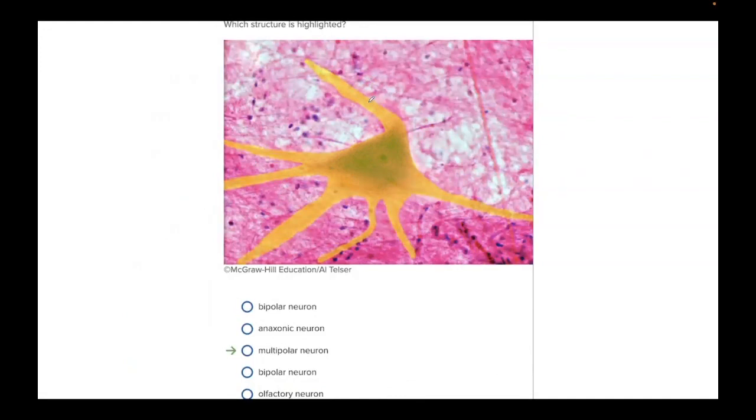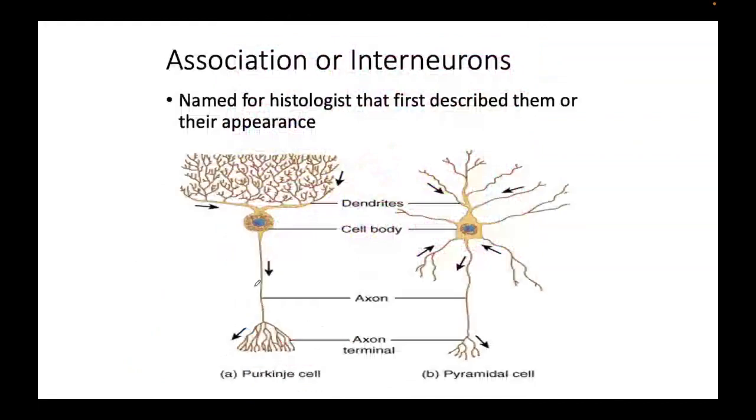So this right here, look, this is the cell body, many dendrites coming off of it, with an axon. That's your multipolar neuron. Now, the association neurons or the interneurons, these are named after the histologist that first described them, or they're also named by their appearance. So, Purkinje is a histologist. These are found throughout the brain, especially the cerebellum. And pyramidal, because this looks like a pyramid, pyramidal cells. Those are typically the interneurons or the association neurons.